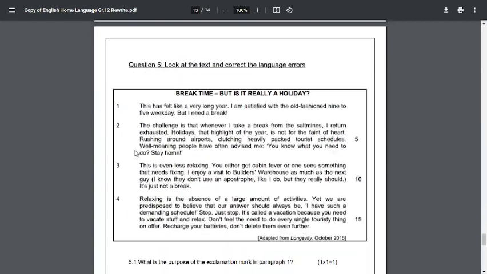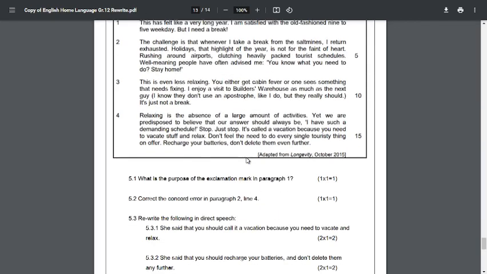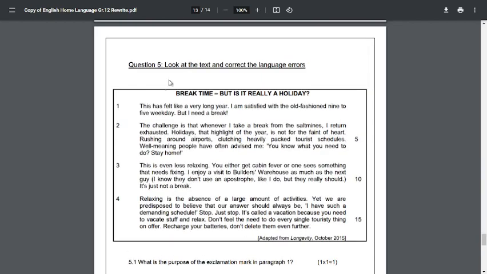Okay, question 5, language. So question 5 is usually reserved for just pure language. So here we have a little excerpt, and we ask, what is the purpose of the exclamation mark in paragraph 1? So what is the purpose of an exclamation mark? Generally, it's to show surprise, or to show emphasis, or to show fright, anger, all of these hard emotions. What is the point of it here?